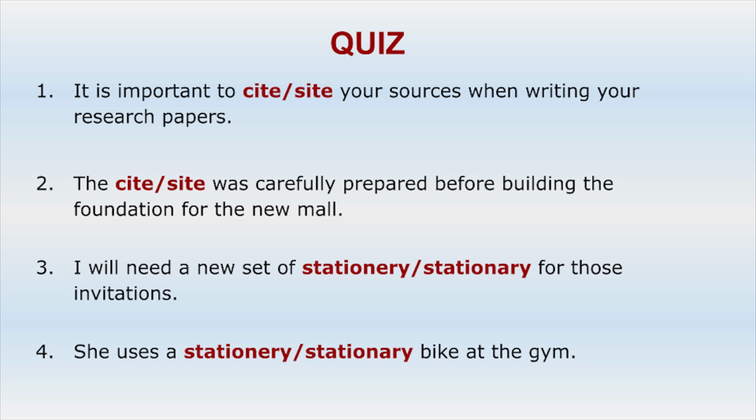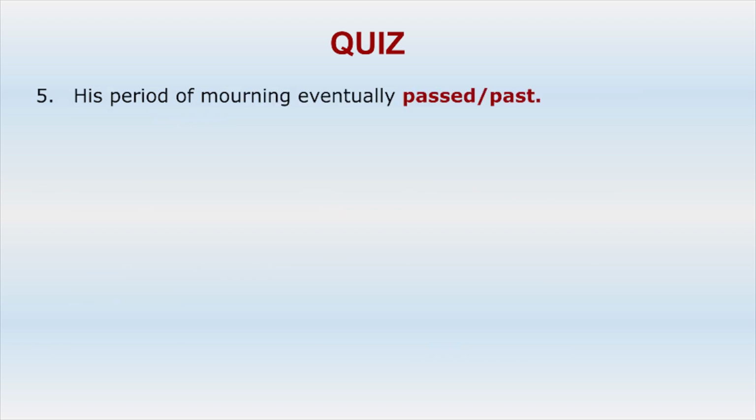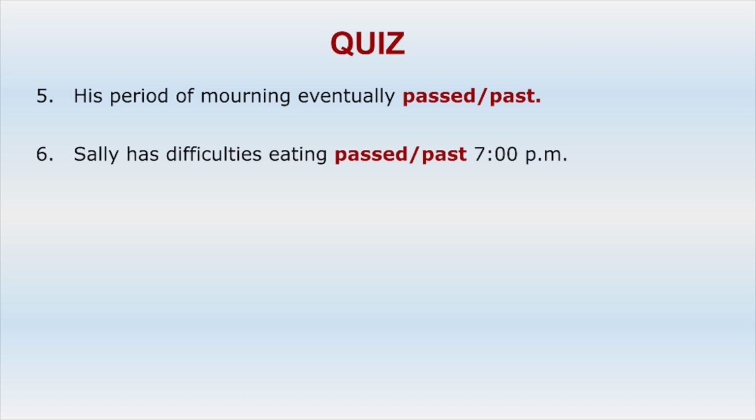Numbers 5 and 6, we are using passed, P-A-S-S-E-D, and past, P-A-S-T. Number 5, his period of mourning eventually passed or past. Number 6, Sally has difficulties eating passed or past 7 p.m.